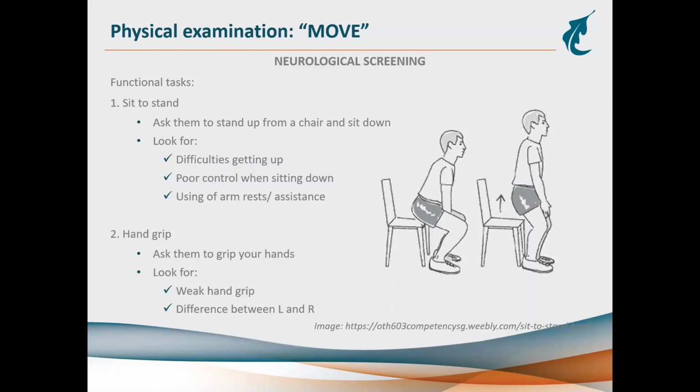So ask your patient to stand up from the chair and sit down, and look for difficulties getting up, poor control when sitting down, or the need for using the armrests for assistance. And also, if they complain of upper thoracic and neck area pain, ask them to grip your hands. Look for weakness in the hand grip or a difference between the left or the right hand side.